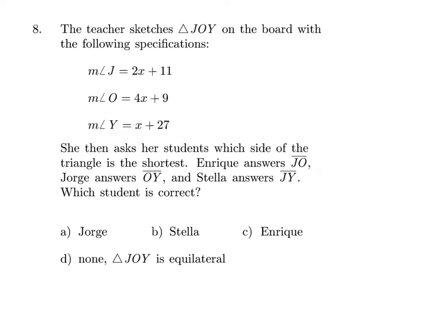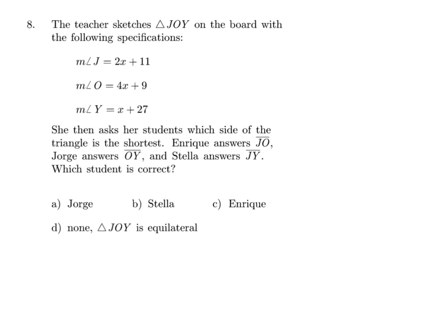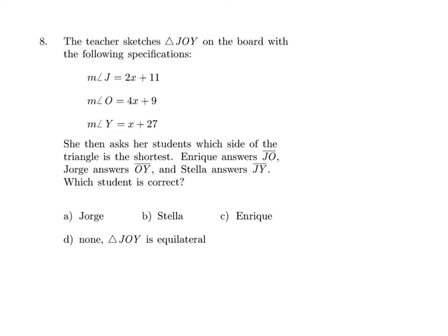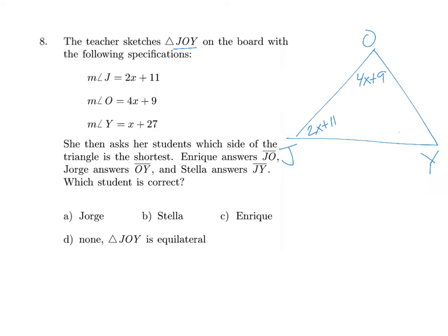The teacher sketches the triangle JOY. If you haven't seen the movie Joy, check that movie out. Great film. Okay, so you have a triangle J-O-Y, and J is 2x plus 11. This is 4x plus 9. This is x plus 27.